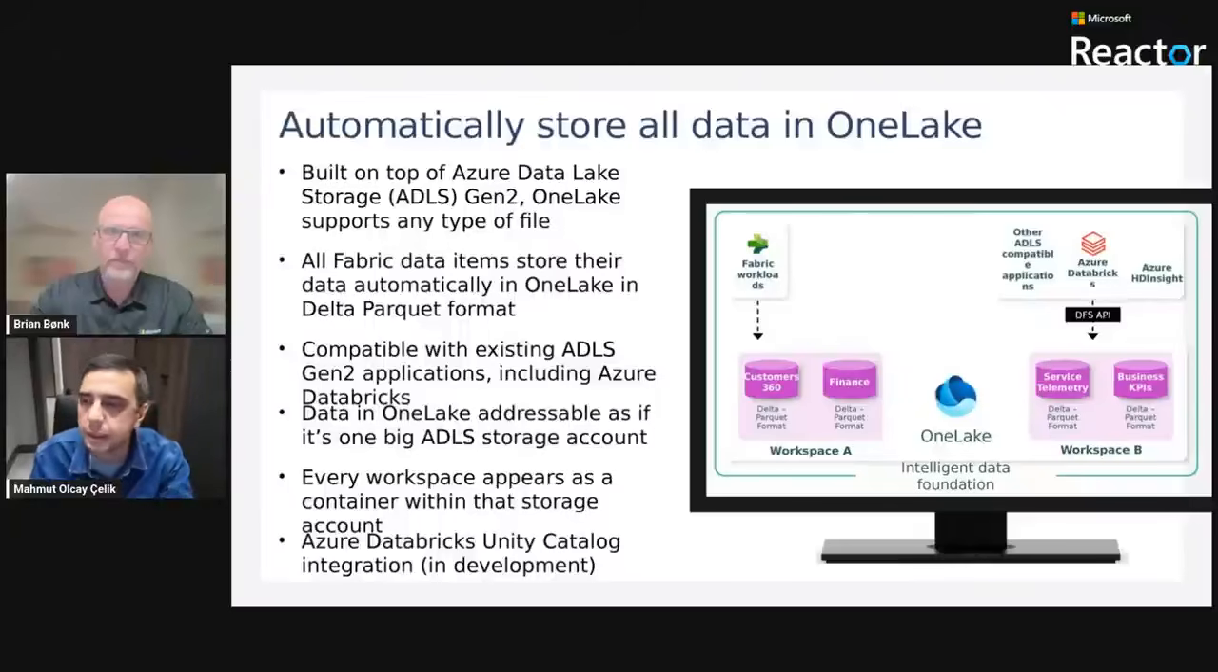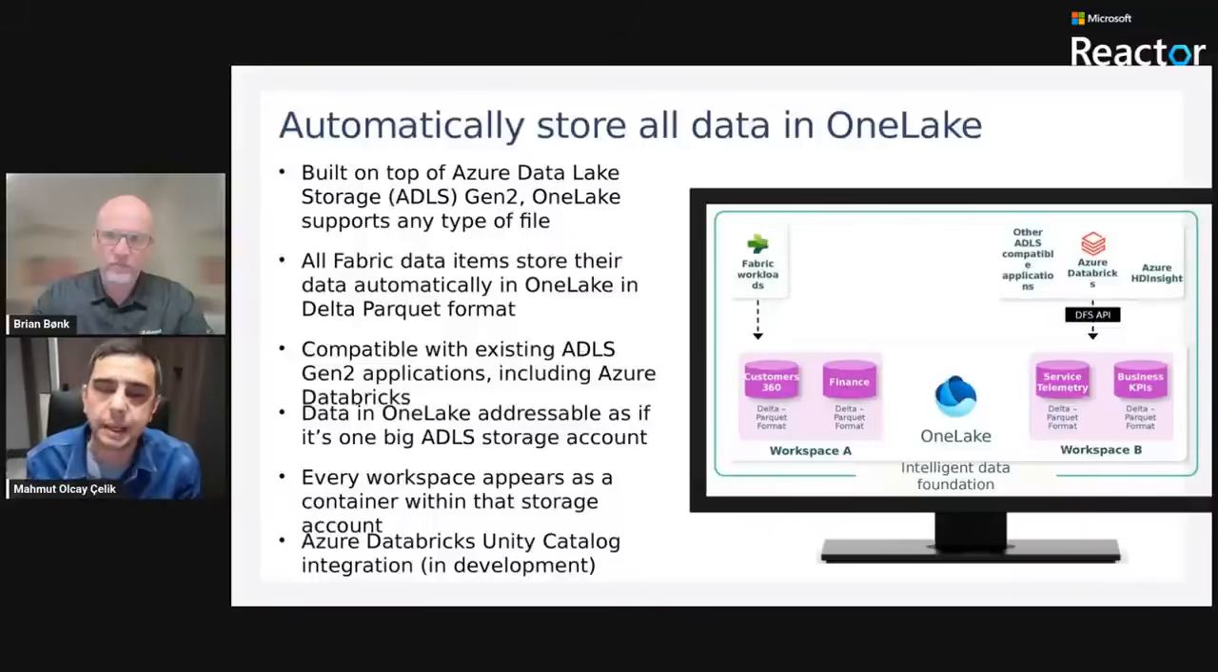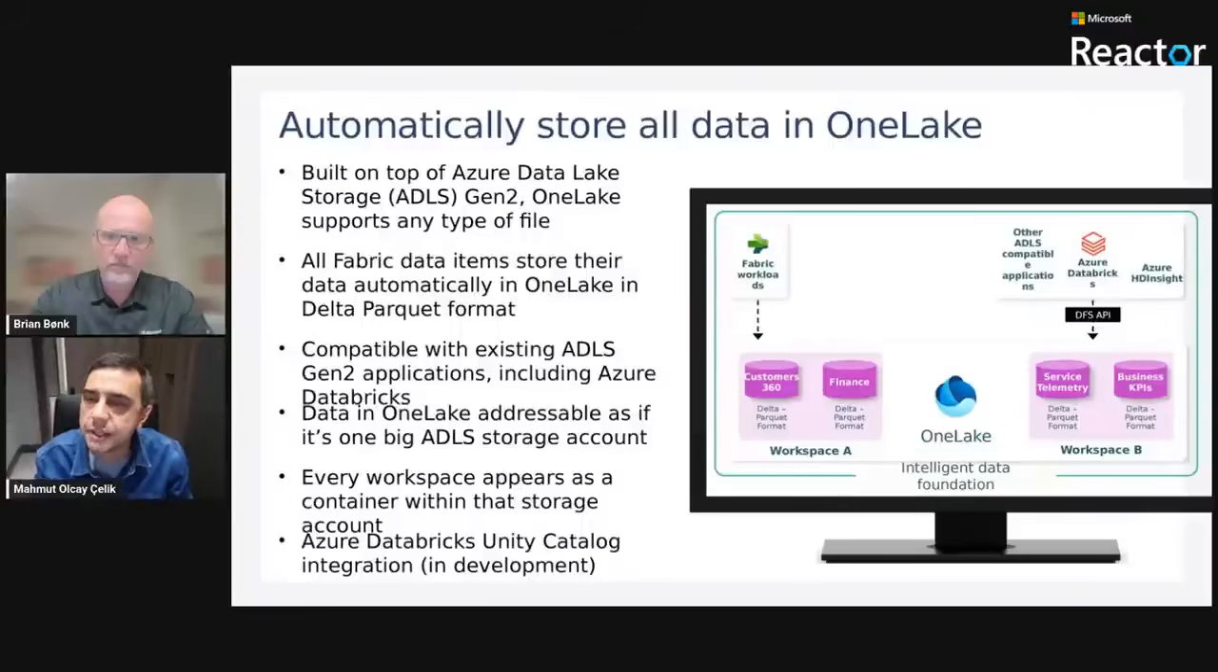Let's talk a little bit about OneLake. At every level, OneLake can support any type of file like Parquet, CSV, TXT, any file you can think of, structured or unstructured. All data items, for example in the data warehouse or Lakehouses, store their data automatically in OneLake in a special format called Delta Parquet format.